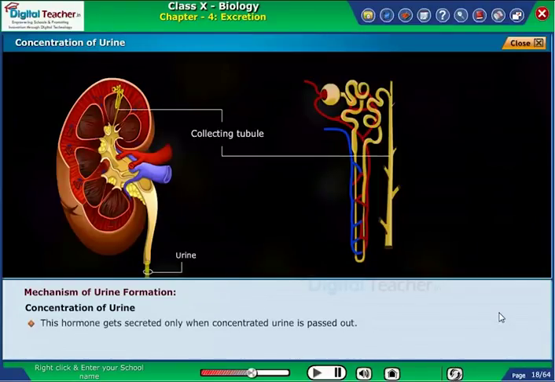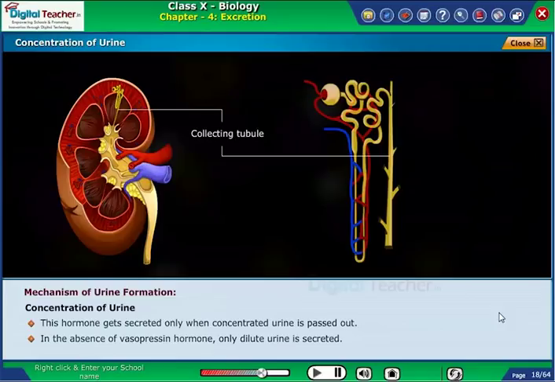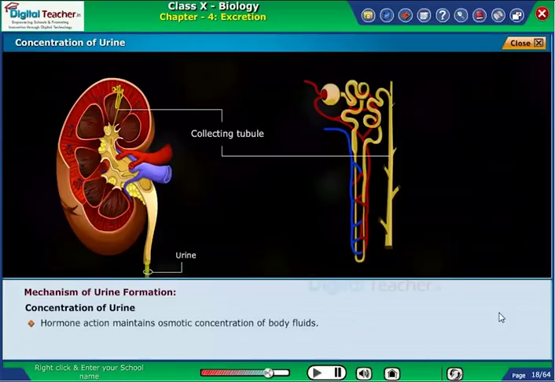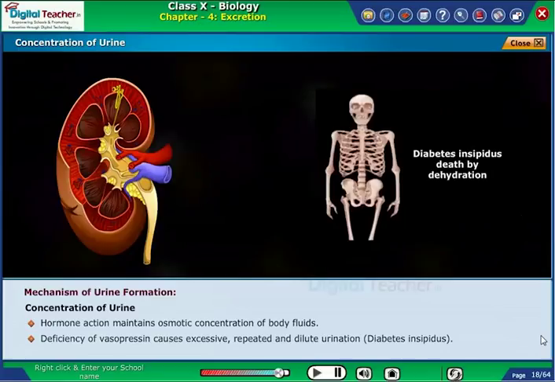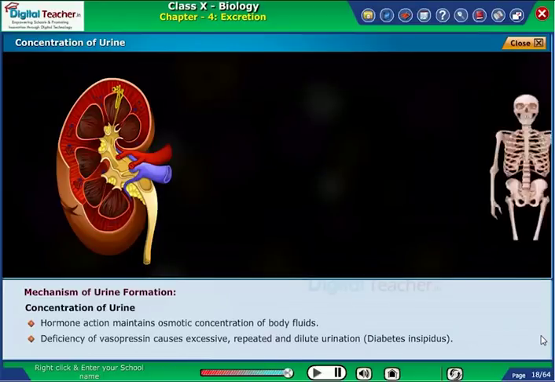This hormone gets secreted only when concentrated urine is passed out. In the absence of vasopressin hormone, only dilute urine is secreted. Hormone action maintains osmotic concentration of body fluids. Deficiency of vasopressin causes excessive, repeated and dilute urination, called diabetes insipidus.